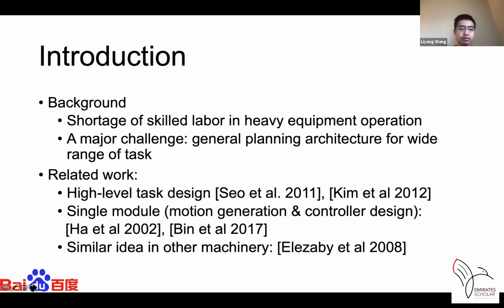And for this kind of research, there are several previous research papers. For example, Sue and Kim from South Korea has presented some high-level task level planning, and Hai and Bin has did some research on a single module for the controller design and motion level generation. And there are some similar ideas in other machinery presented by Elizabeth.